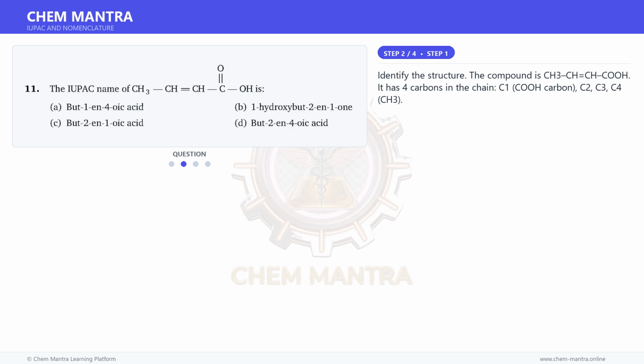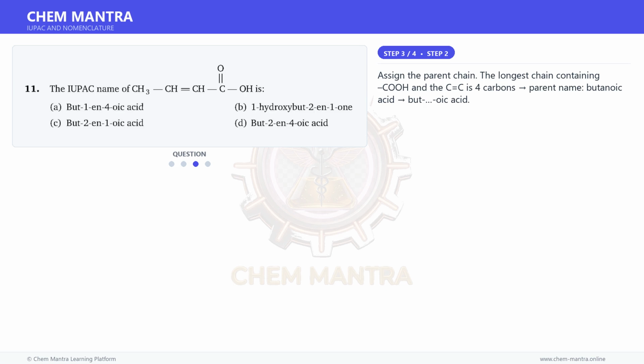Identify the structure. The compound is CH3-CH=CH-CHO. It has 4 carbons in the chain: C1, the CHO carbon, C2, C3, C4, CH3. Moving on to the next step.